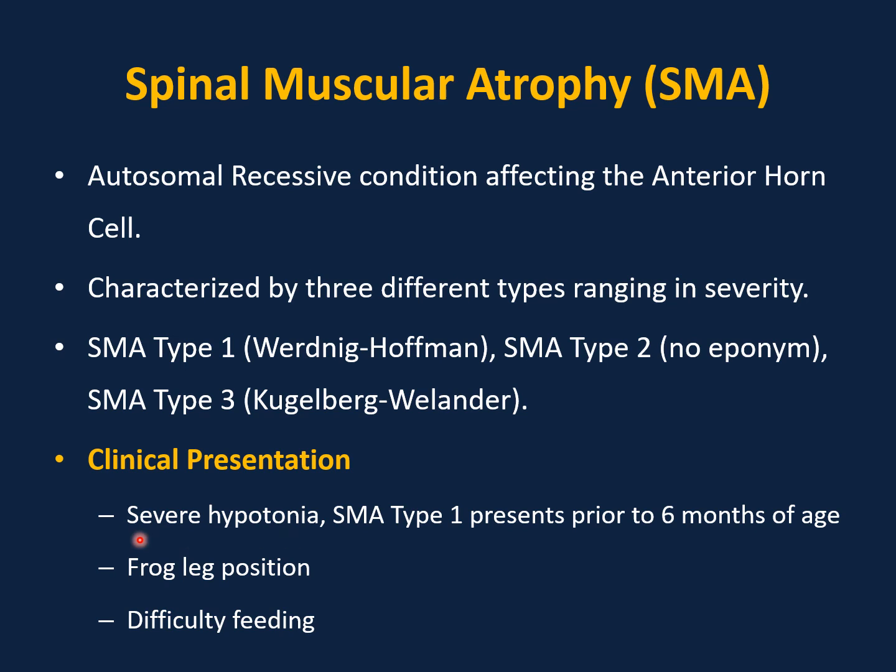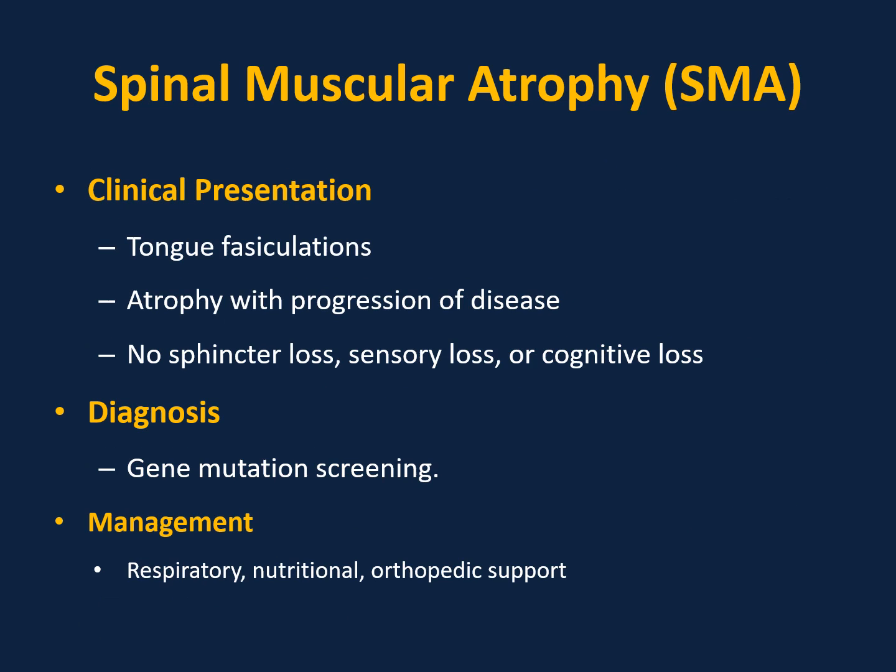severe hypotonia. So any newborn who presents with severe hypotonia, one of your differentials is spinal muscular atrophy, and also they will have in the presentation frog leg position and difficulty feeding. Very important finding and key word for SMA is tongue fasciculations or twitching.